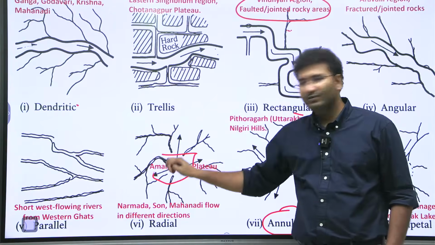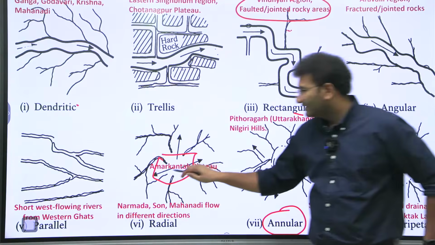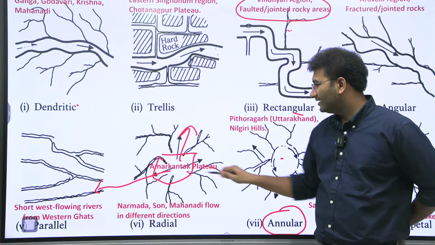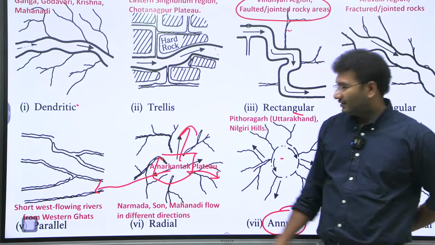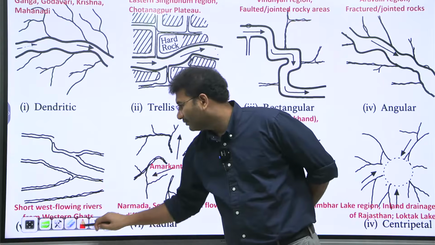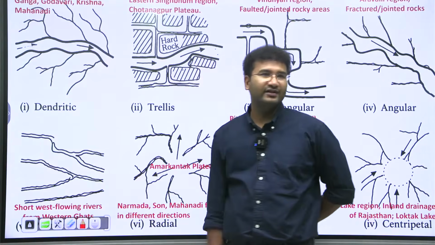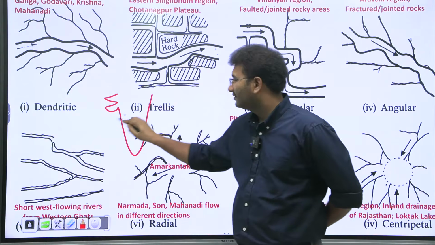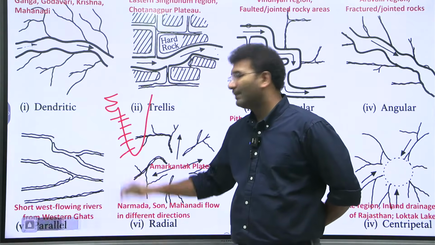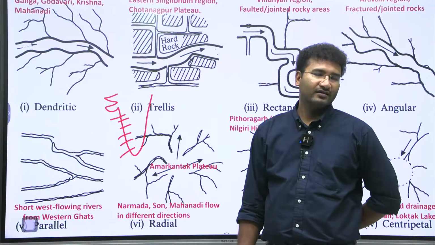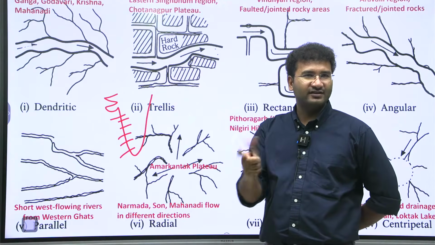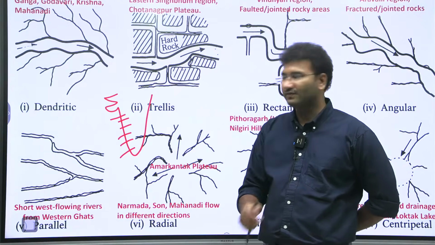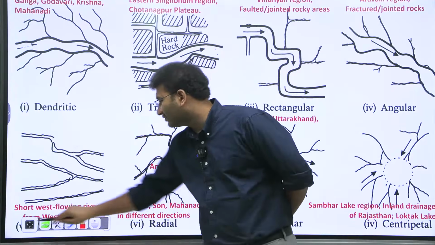Amarkantak Plateau, you know it. On the western side, Narmada. On the north, Son. On the east, Mahanadi. Then comes the short parallels, which are west flowing rivers. Not just Kerala. All the west flowing rivers are parallel to each other. Very short rivers, the length of these rivers is 30, 50, 60, 80 kilometers only. These are swift, fast flowing rivers on the western side, and they are parallel rivers.